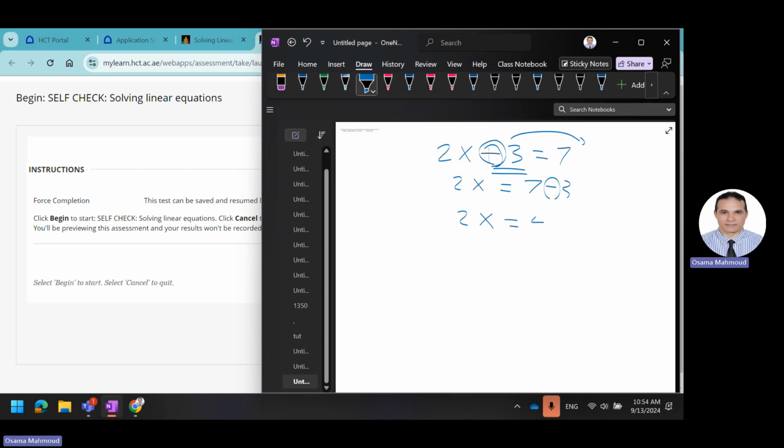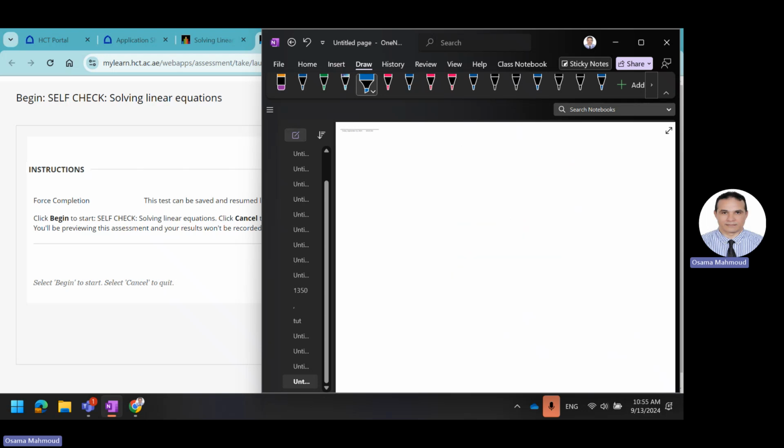2x equals 4. You have 2 multiplied, so you get rid of it by division. So x will be 2, right? x will be 2. This is how to solve a one-variable linear equation.